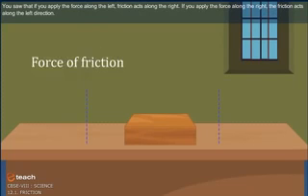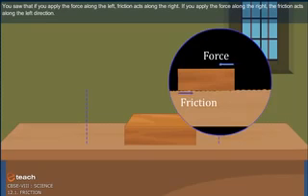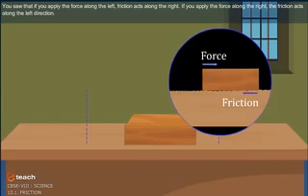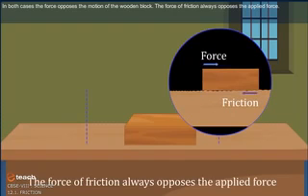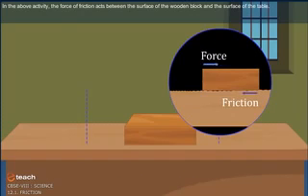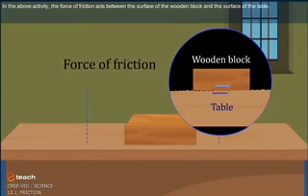You saw that if you apply the force along the left, friction acts along the right. If you apply the force along the right, the friction acts along the left direction. In both cases, the force opposes the motion of the wooden block. The force of friction always opposes the applied force. In the above activity, the force of friction acts between the surface of the wooden block and the surface of the table.